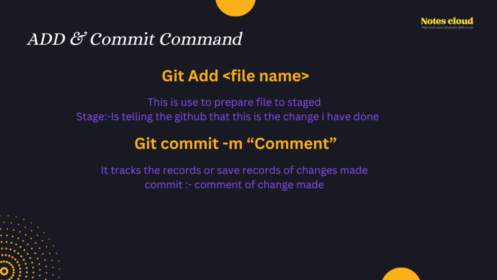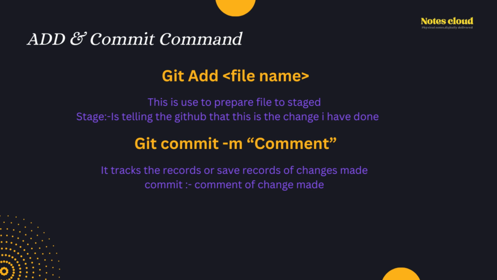Here are the two most important commands in Git: git add and the file name. This stages your files, essentially telling Git that you are ready to commit the changes. Think of staging like preparing a draft before publishing it. You can also add multiple files at once using git add dot to add all changes.